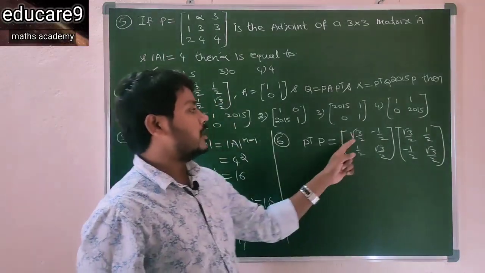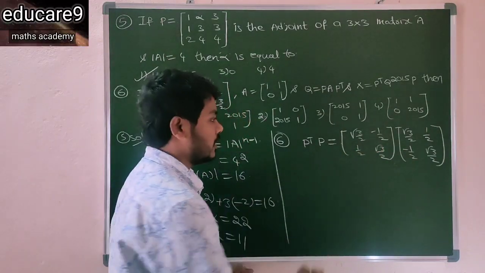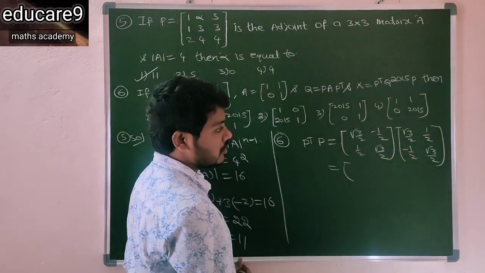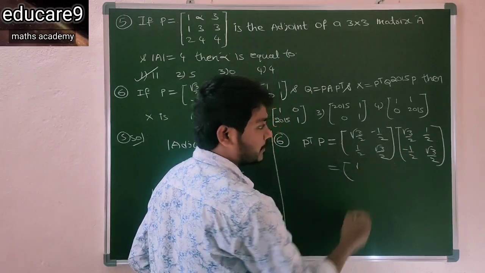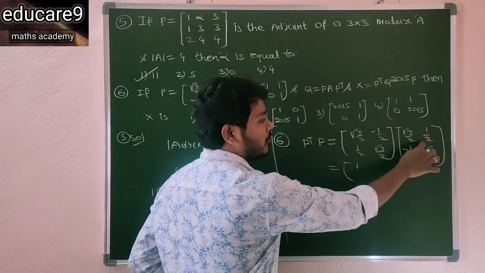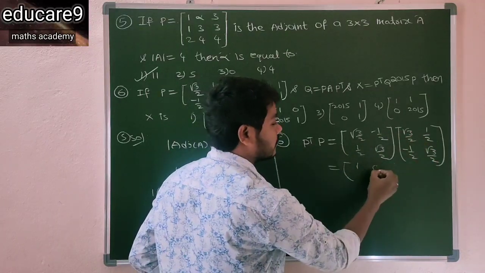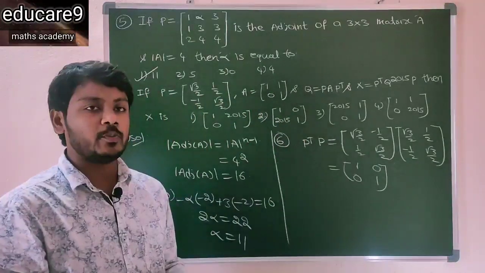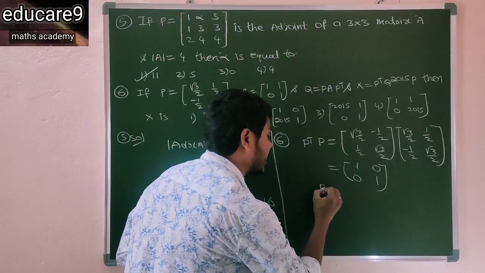So now multiplying these two matrices, what do you get? This is 3 by 4 plus 1 by 4, you will get 1. Next here, root 3 by 4 minus root 3 by 4, 0. Next, single here 0, 1. So clearly P transpose into P is what? Identity matrix.